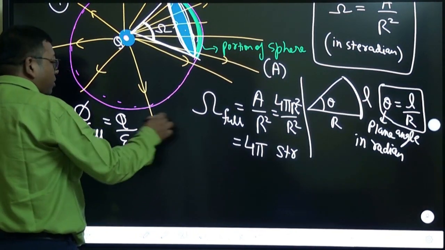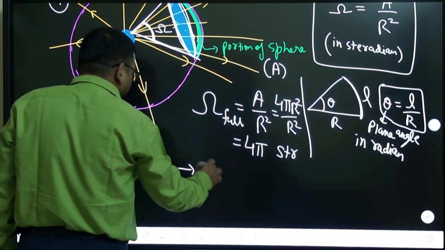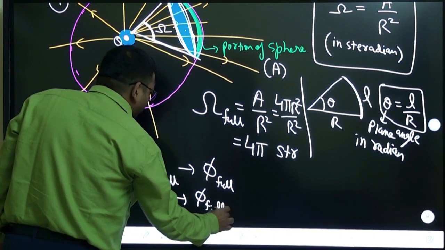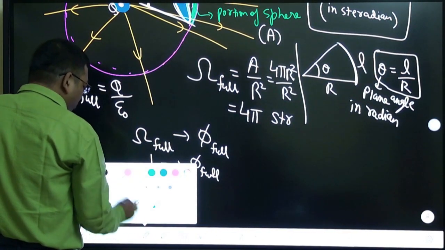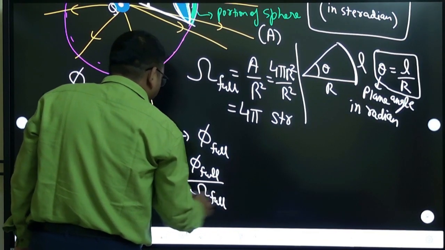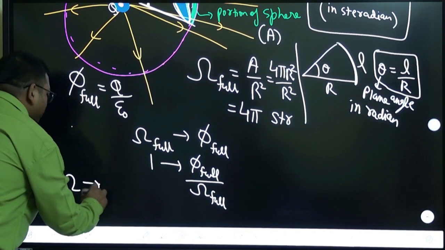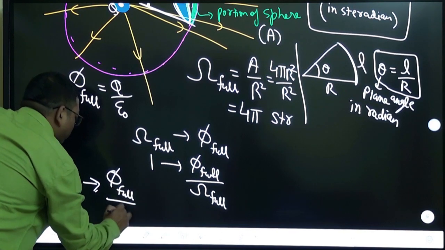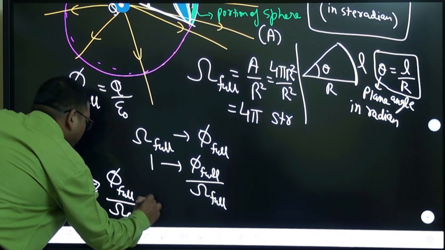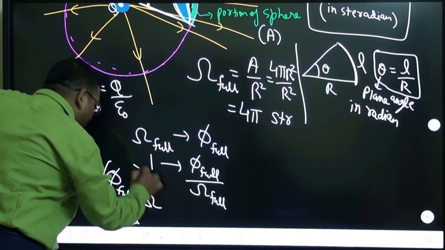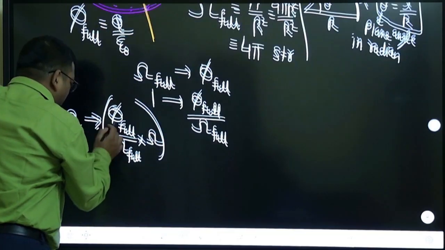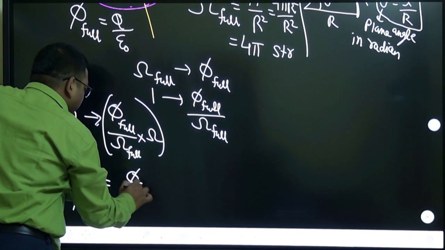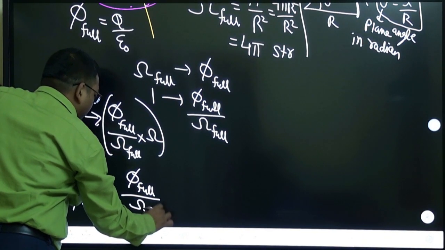Okay. So full solid angle means full flux, and one solid angle means full flux by full solid angle. And a general solid angle means how much flux? General solid angle means full flux by full solid angle multiplied with whatever solid angle you have. Okay, this will be the flux of that much portion. So now we got a very good formula that if you want to find flux for a given solid angle, you have to take this full flux by full solid angle into the given solid angle.